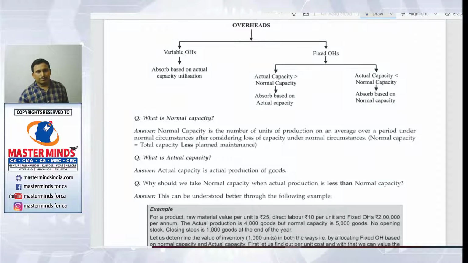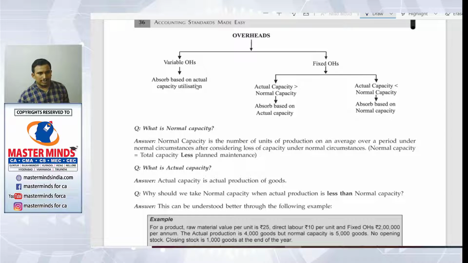Now observe carefully. Variable overheads, it is based on actual capacity utilization that we will do. Whenever we take fixed overheads, now how do we allocate, sir? There is some principle given here. We'll understand that. But before that, let me take a small example. You'll better understand. So what is this allocation?